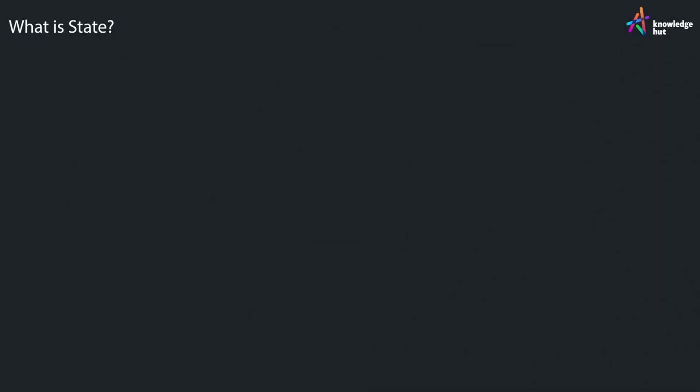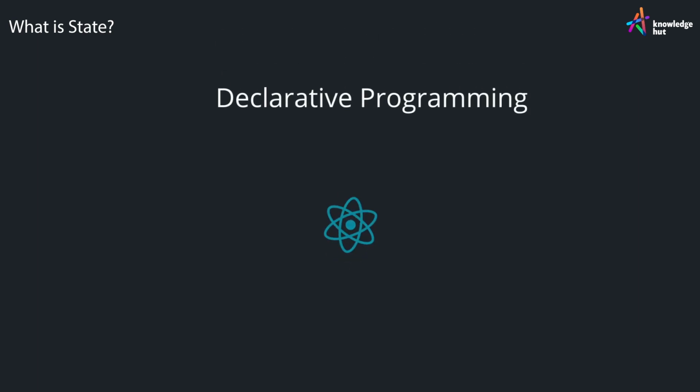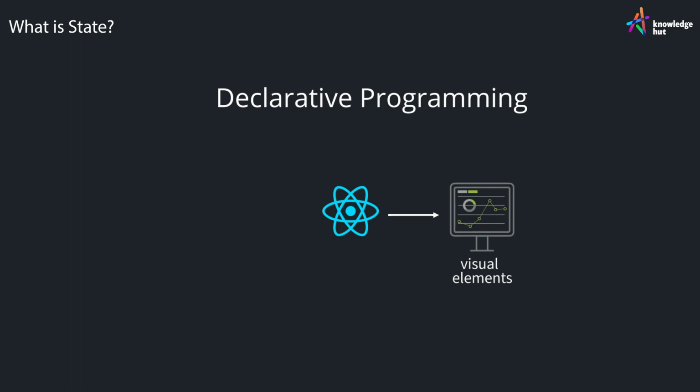In this video, we'll take a look at state and how it lets you describe changes to your UI using data in a technique known as declarative programming. Let's get started. One of the core features of React components is declarative programming. In simple words, changes to visual elements are driven using data.